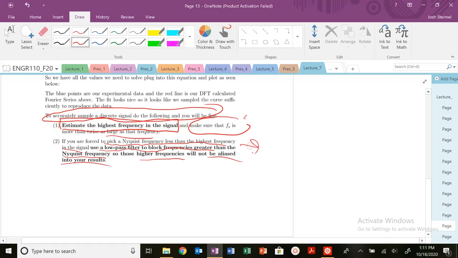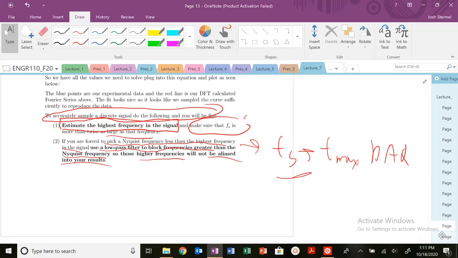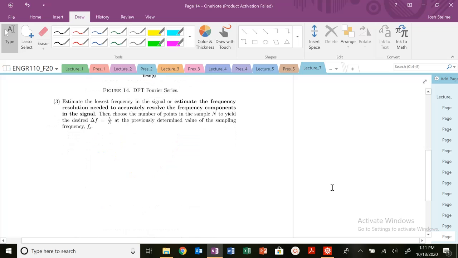Additionally, if you don't know anything about the frequency of your signal or what the maximum frequency is, you just set f sub s equal to the f max of your DAC and do the same procedure. Choose a low-pass filter to block the frequencies that are greater than the Nyquist frequency once you choose your f sub s. And finally, when you're analyzing a discrete Fourier transform, to accurately sample and avoid signal aliasing and spectral leakage, you need to estimate the lowest frequency in your signal, or estimate the frequency resolution needed to accurately resolve frequency components in your signal, and choose the number of points to yield the desired frequency resolution.